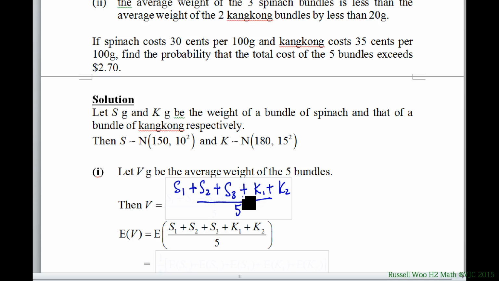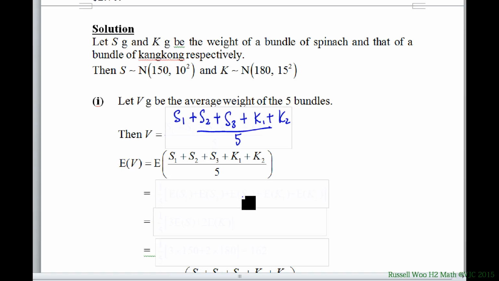So to find the expected value, you have to be a bit careful. Don't think of average as taking 150 plus 180 divided by 2. That's the biggest mistake you can make, okay? Let's be very diligent. Let's do it properly. Expected value of V must be expected value of this.